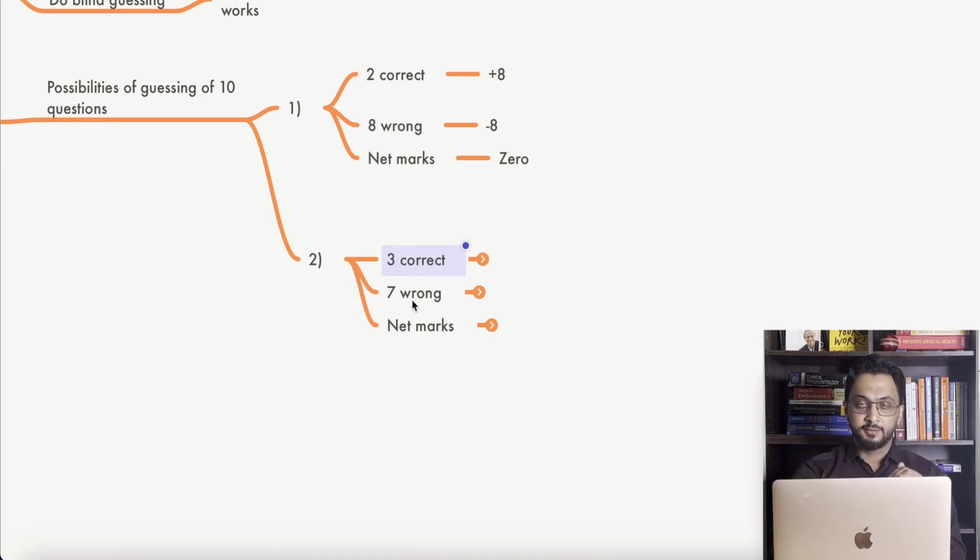Now, the second scenario: instead of 2, you got 3 correct answers. If 3 are correct in 10 guesses, 7 are going to be wrong. So 4 into 3 is 12, minus 7, how much is the answer? Plus 5. Imagine just doing guesswork, you got plus 5 marks. 5 marks is going to jump your rank drastically up. Imagine 20 questions, 10 marks. Imagine 30, 15 marks.